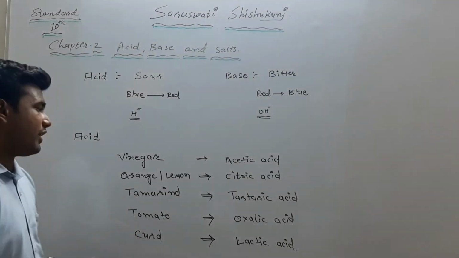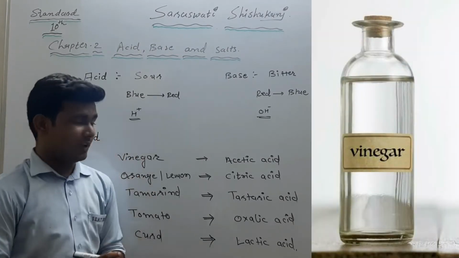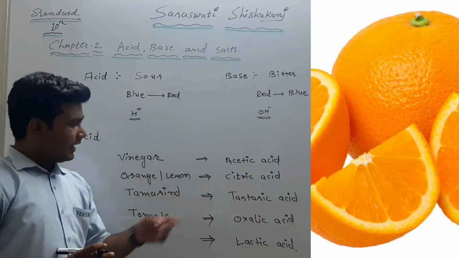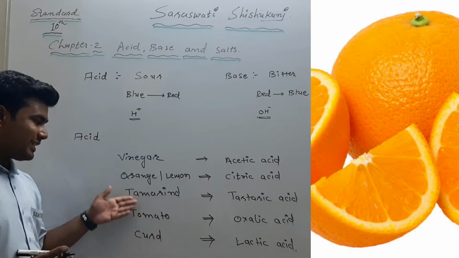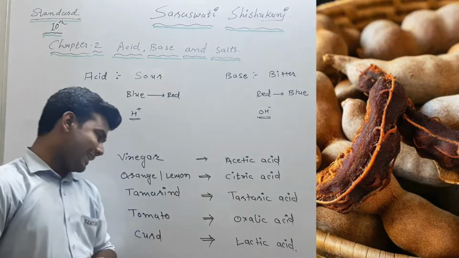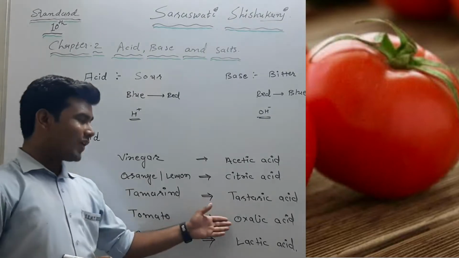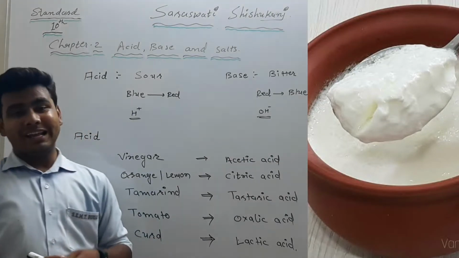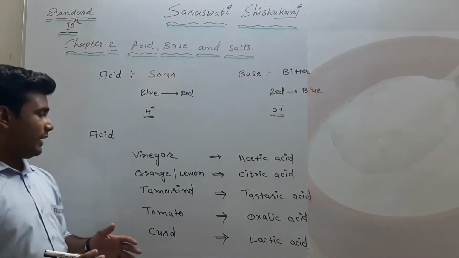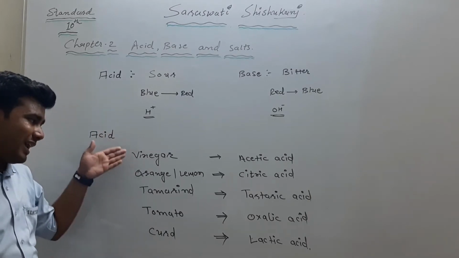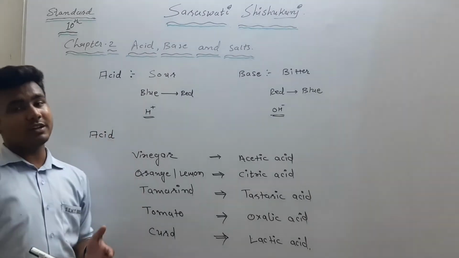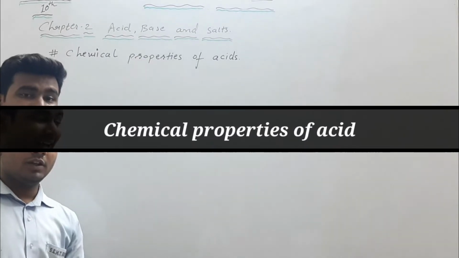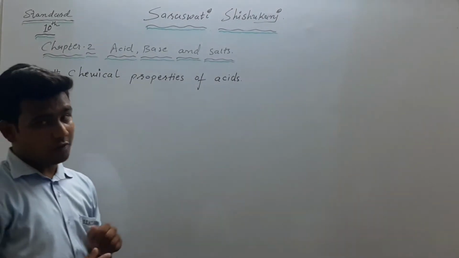Here there is a list in front of you. Vinegar, which we use, which acid is it? It is acetic acid. Orange or lemon, it is citric acid. Tamarind contains tartaric acid. Tomato contains oxalic acid, and curd contains lactic acid, which is formed by lactobacillus bacteria. Right? So in our daily life, there are many different substances which are acidic in nature. Okay, let's understand the chemical properties of acid.